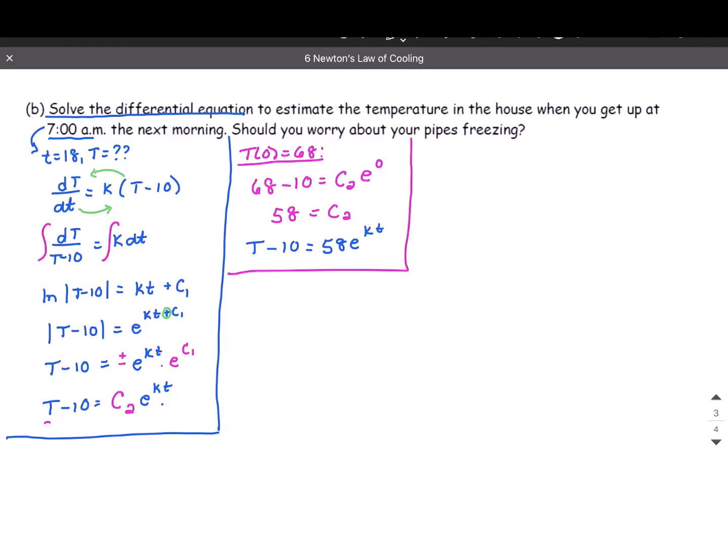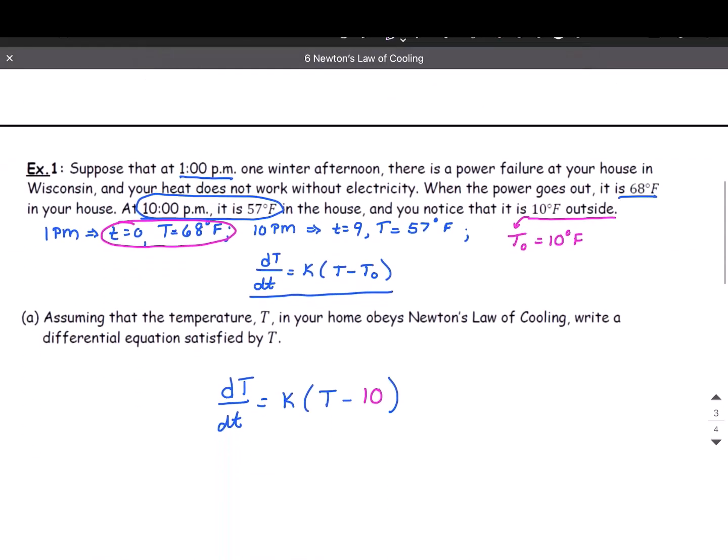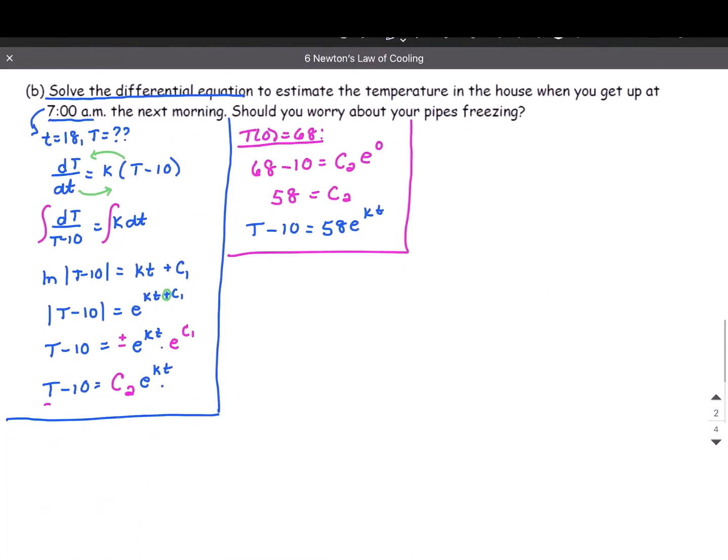Now we're going to use the next point that they told us, which was that at time 9, the temperature is 57 degrees. So at time 9, our temperature is 57 degrees, and we're going to substitute that into this equation. 57 minus 10 equals 58 e to the 9k. All right, so that's going to give us 47 equals 58 e to the 9k. And then we divide, so 47 over 58 equals e to the 9k.